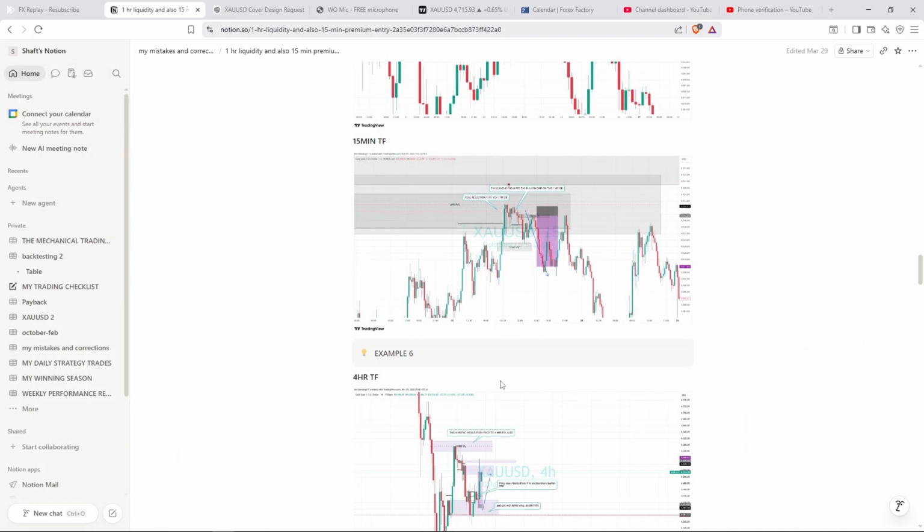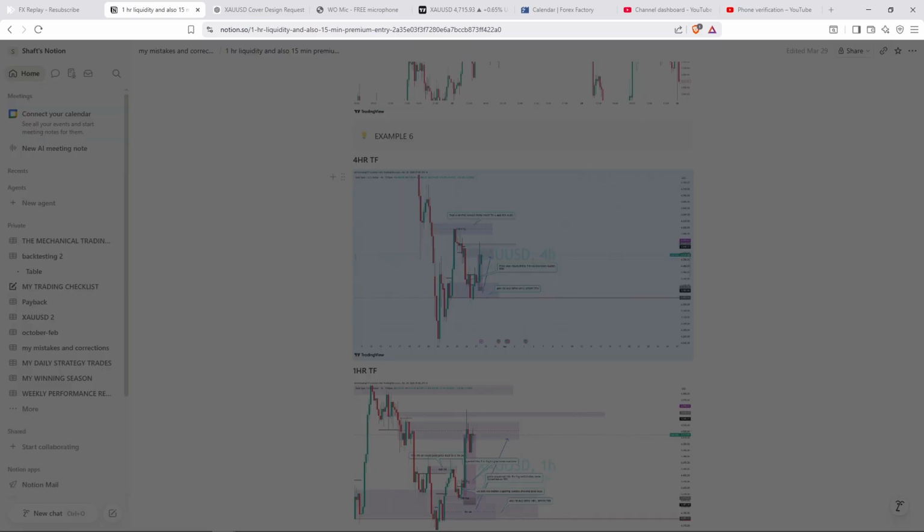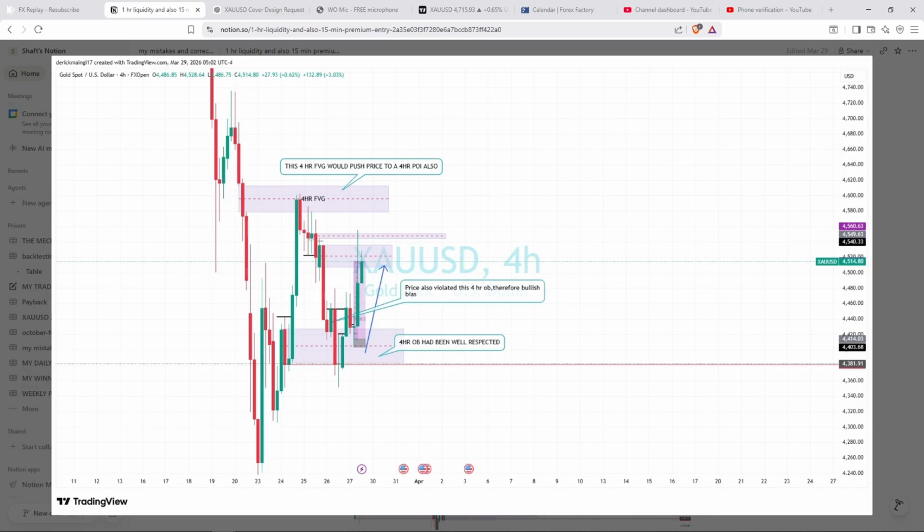So let us go to the other example. So we had a 4-hour order block here and it had been well respected. Okay, and we wanted to buy, and price at this zone had also violated this 4-hour order block. It hadn't respected it. Therefore, we had a bullish bias on our way.